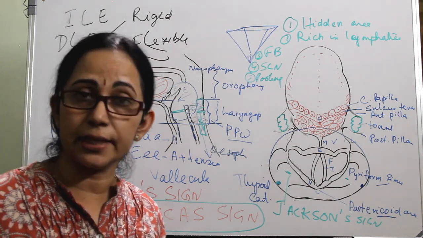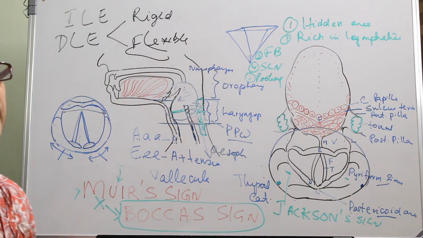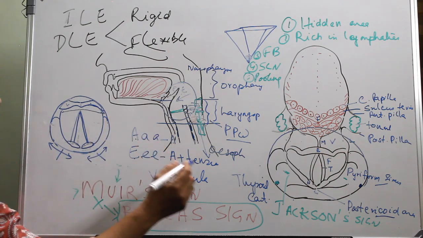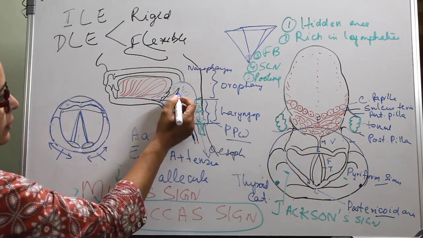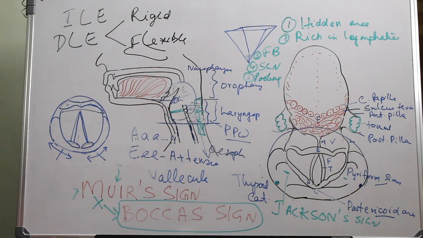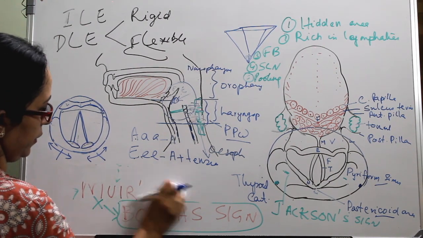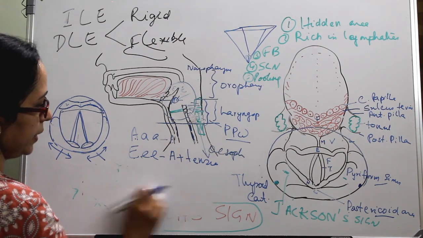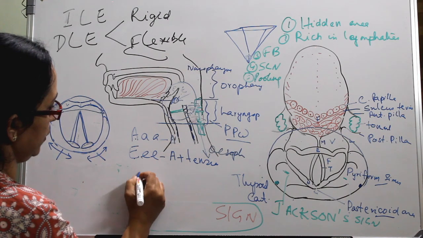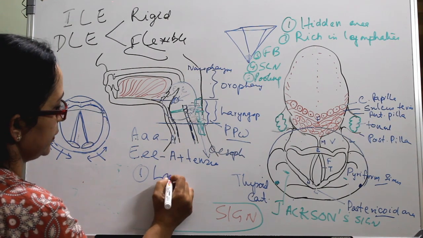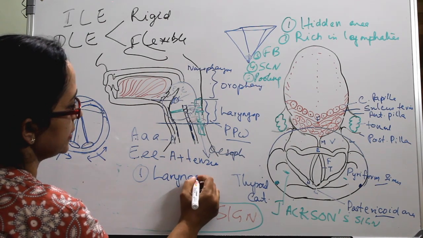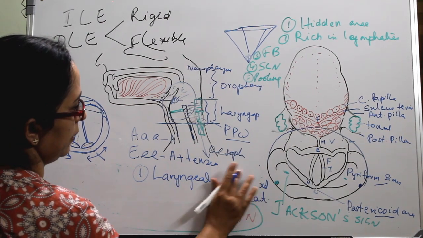And there are some blind areas in indirect laryngoscopy. The areas which cannot be seen in an indirect laryngoscopy. What are they? Number 1 is this area. Okay, what are the blind areas? Number 1 is the laryngeal surface of epiglottis, the under surface. Okay, the laryngeal surface. You can see the lingual surface. Okay, the laryngeal surface you cannot see.